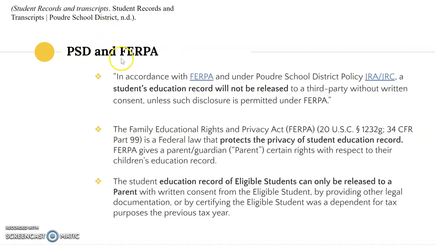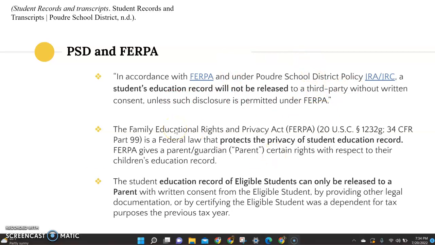So PSD and FERPA, I copied and pasted their written consent, things like that. So it says, in accordance with FERPA, under PSD policy, a student's education record will not be released to a third party without written consent unless such disclosure is permitted under FERPA. So again, FERPA protects the privacy of student education records. Again, just emphasizing all the stuff we've talked about. This is right on the Poudre School District website. And then it gives how to access records and all that kind of stuff. So there's a lot of information on that site.